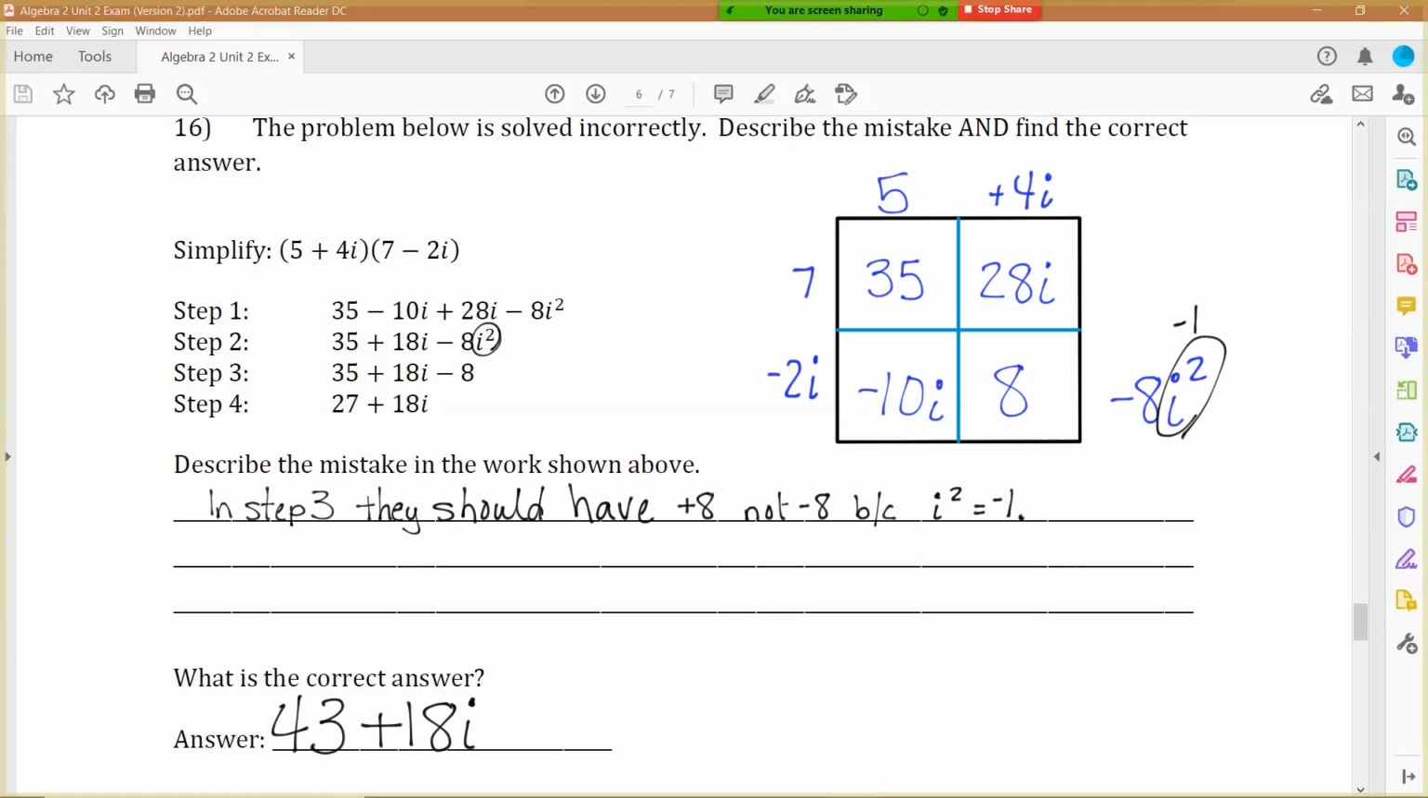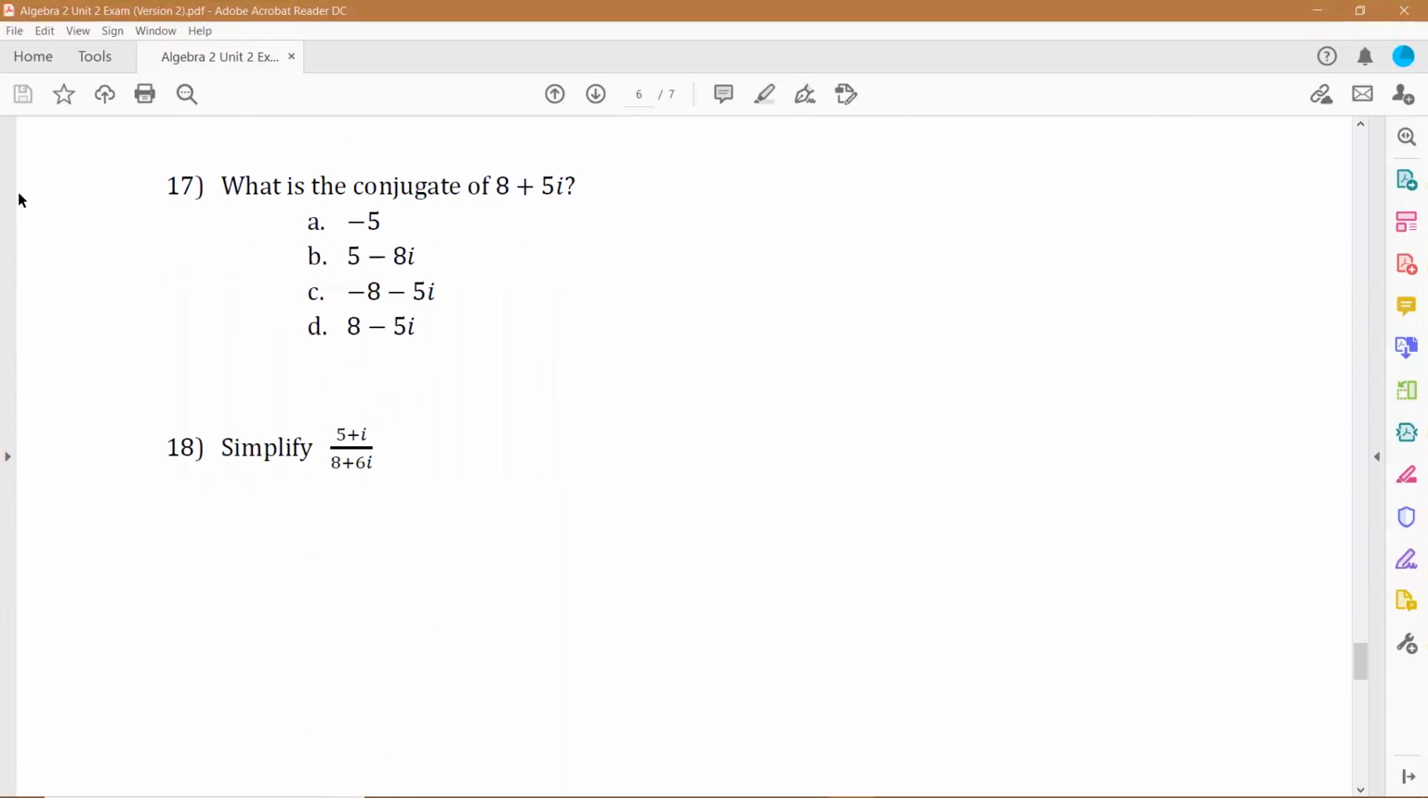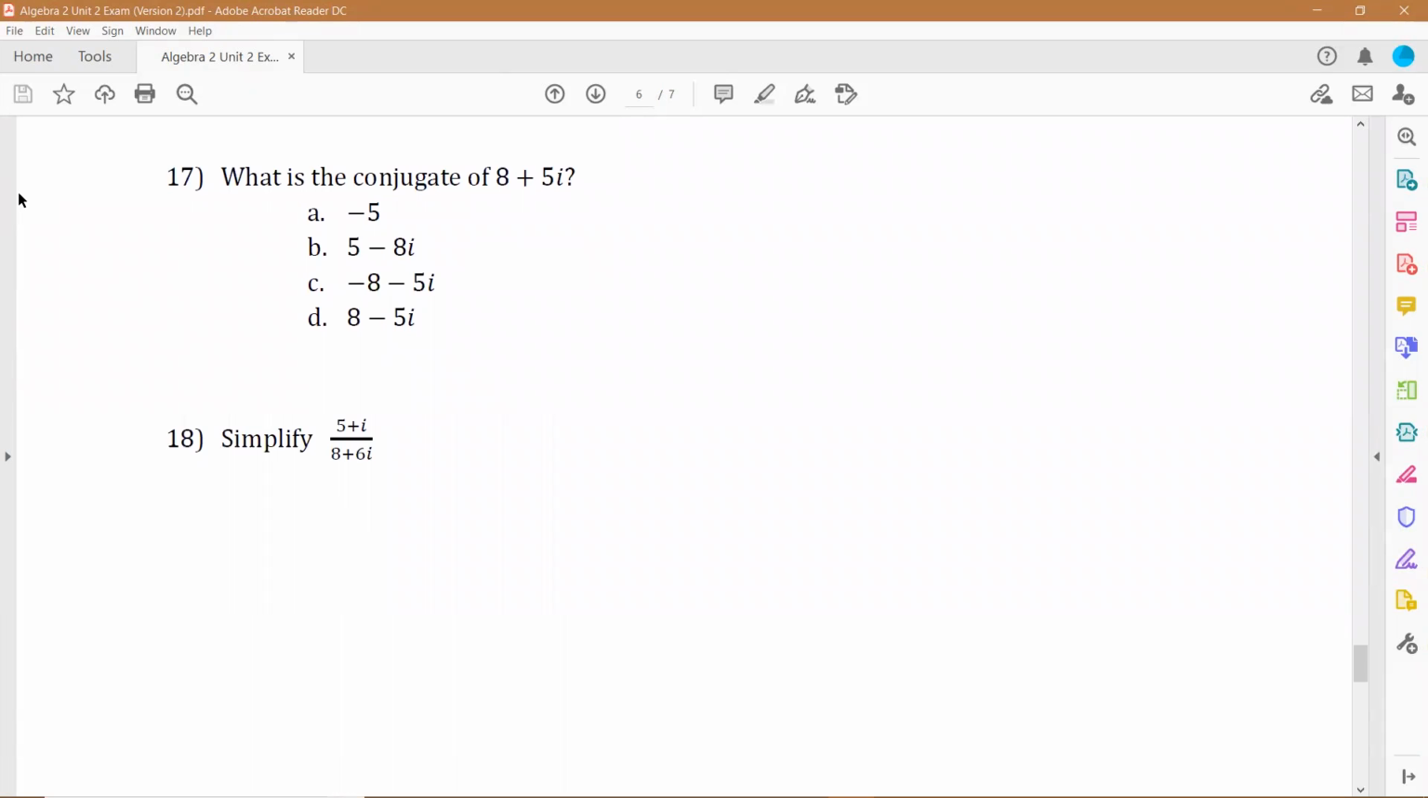Questions on this one? Moving down to question 17, what is the conjugate of 8 plus 5i? Remember, to find the conjugate, all you are allowed to do is change the sign in the middle. So the 8 has to stay the same. The plus sign will just change to a minus. So the conjugate is 8 minus 5i, which is letter D.